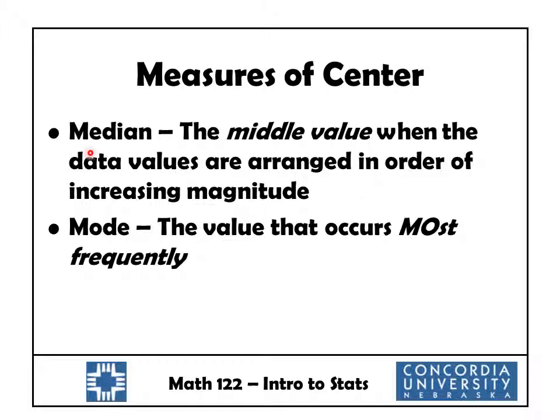And then we have the median, which is the middle value when the data is arranged from largest to smallest. So the median, you line them up from smallest to largest. You pick the one right in the middle. And then the mode is the value that occurs most frequently. So we should be able to calculate all of these different measures of center.